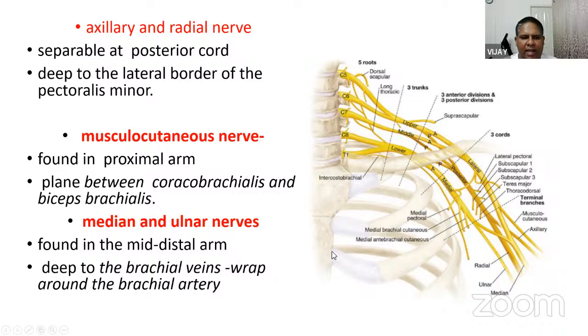The median nerve and the ulnar nerve are usually found in the mid-distal arm, deep to the brachial veins around the brachial artery. The median nerve is given by the medial root and the lateral root of the median nerve, whereas the ulnar nerve usually comes from the posterior part here.